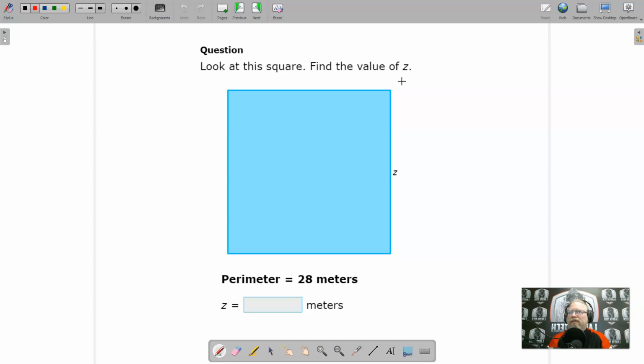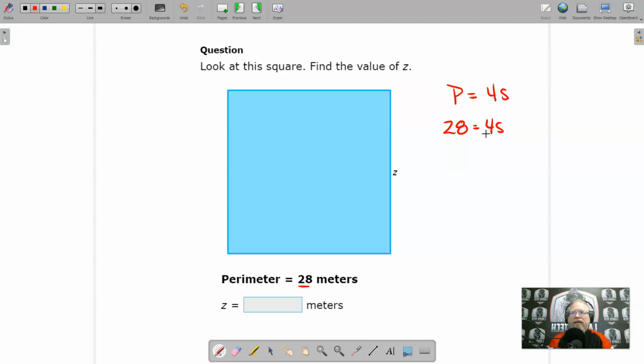Look at the square, find the value of z. They tell us that the perimeter is 28 meters. Remember, perimeter for a square is equal to 4 times s. Well, let's go ahead and plug in what we know. We know that the perimeter is 28, so let's put in 28 equals 4s.